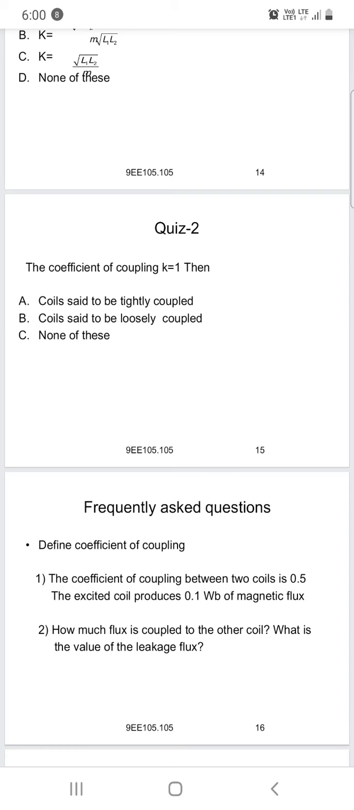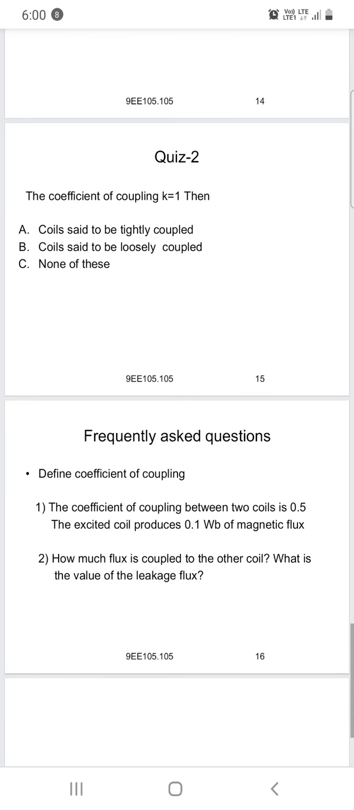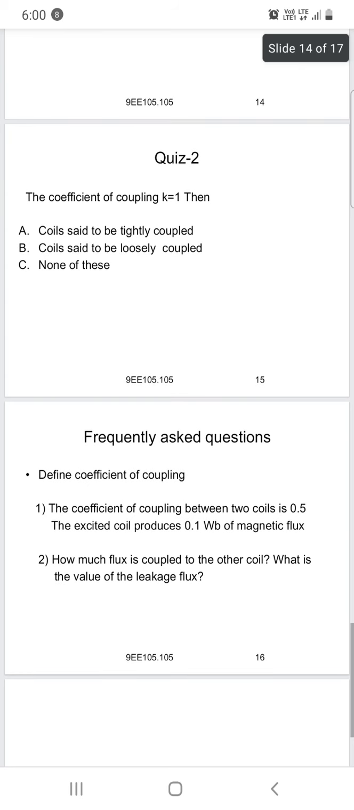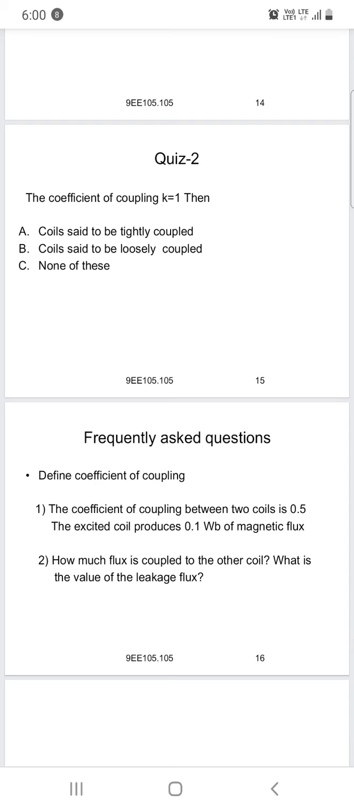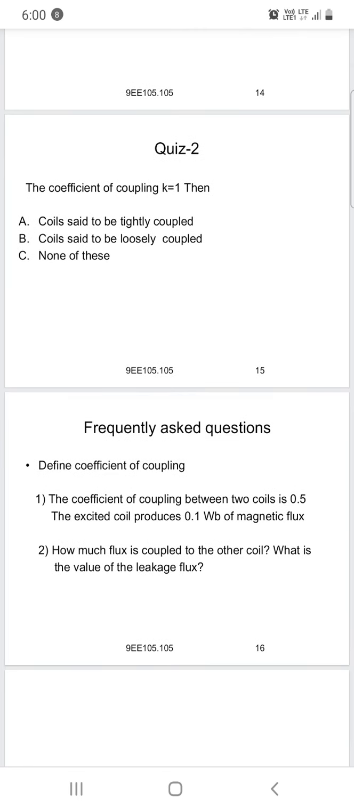Next, the second quiz question. The coefficient of coupling value is K equal to 1. Option A, the coils are said to be tightly coupled. Option B, the coils are loosely coupled. Option C, none of the above. If the coils are loosely coupled, then there will be flux leakage. Here the coefficient of coupling K equal to 1 is the maximum flux, so the coils will be said to be tightly coupled.